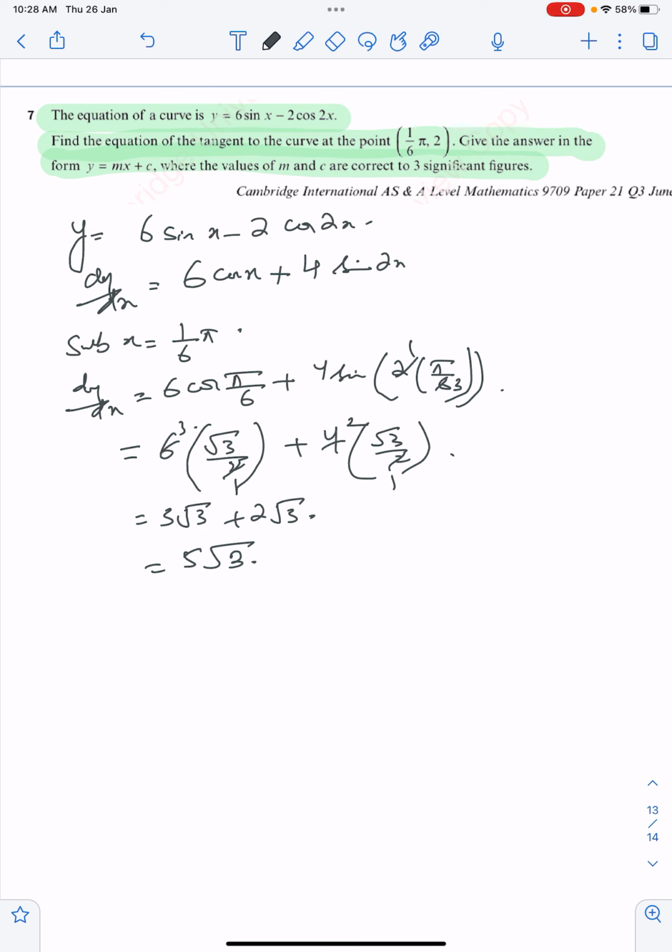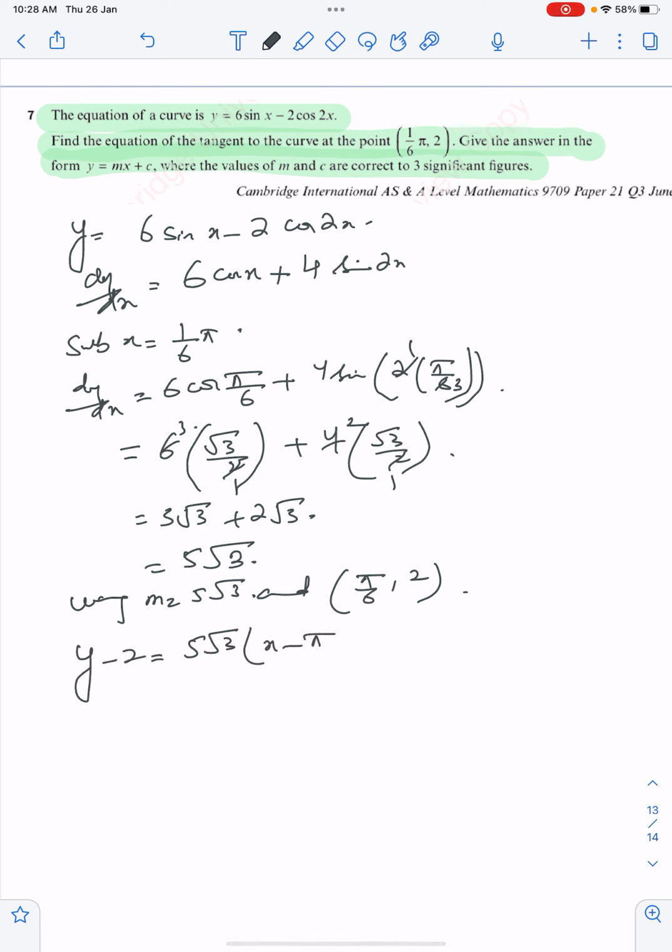Okay, now let's find the equation of the tangent to the curve using m equals 5 root 3 and the point pi by 6 comma 2. We are finding the equation of the tangent: y minus y1 equals gradient times x minus x1. Y minus 2 equals 5 root 3 x plus 5 root 3 upon 6 pi.